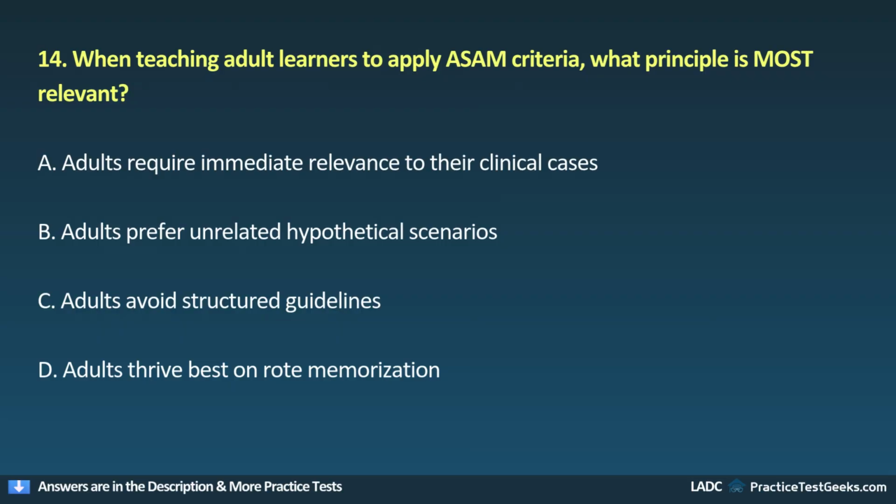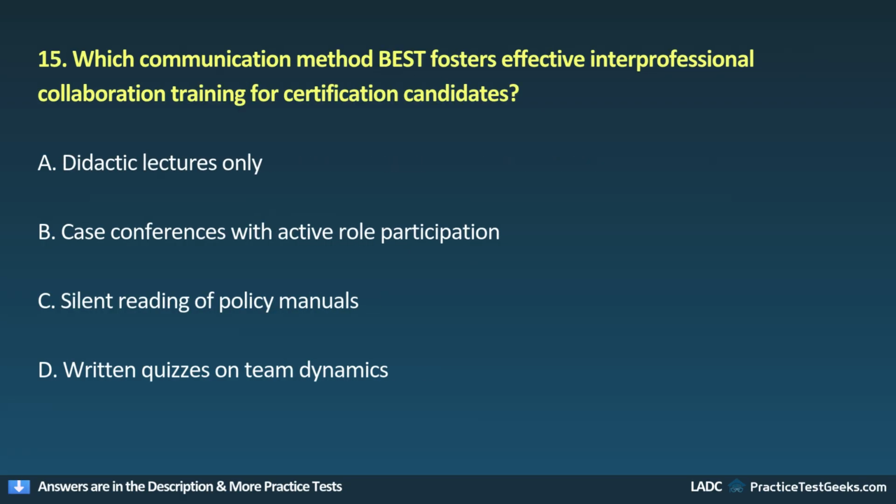14. When teaching adult learners to apply ASAM criteria, what principle is most relevant? A. Adults require immediate relevance to their clinical cases. B. Adults prefer unrelated hypothetical scenarios. C. Adults avoid structured guidelines. D. Adults thrive best on rote memorization.